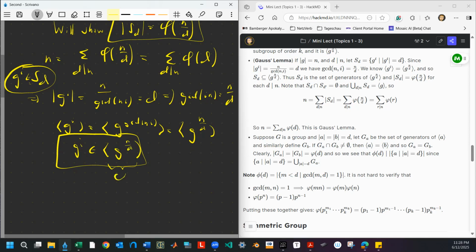The point is that the number of generators of that thing is phi of N over D, the set of things relatively prime to N over D. So there are this many generators, and what I'm getting here is that S_D, which is what I wanted, is equal to that.